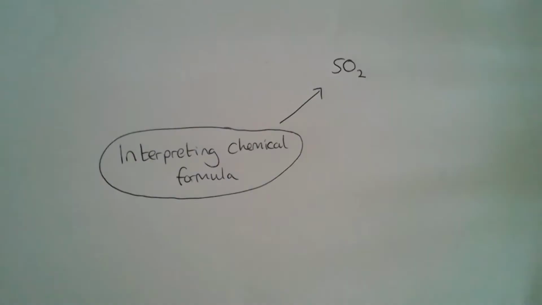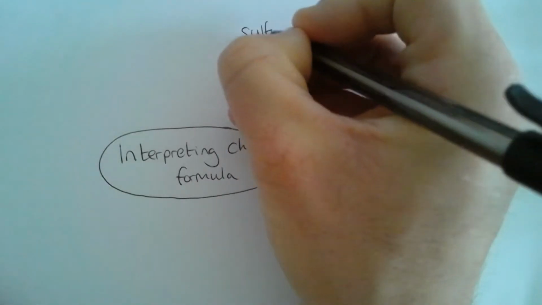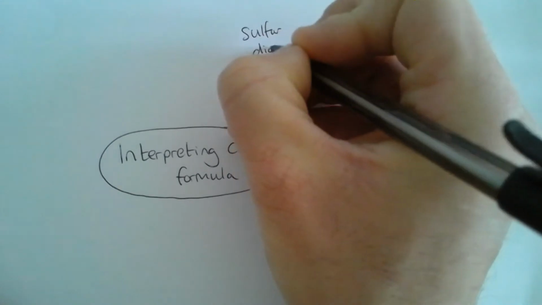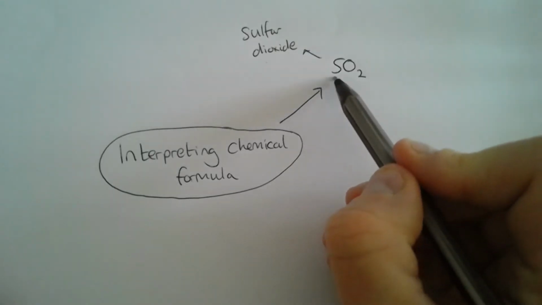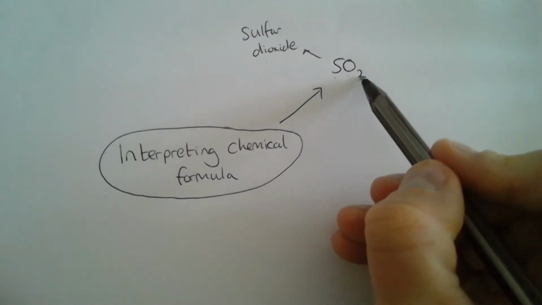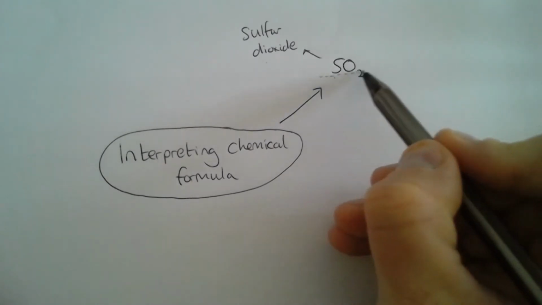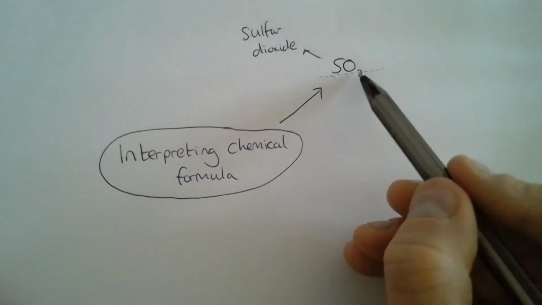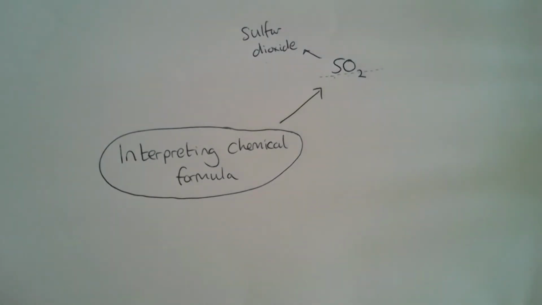SO2. SO2 is sulfur dioxide. Notice it's a capital S and a capital letter O with a small subscript 2 after the O. And what we mean by subscript is if this was the line I was writing on, that would be a small number that's halfway between the line above and halfway between the line below.